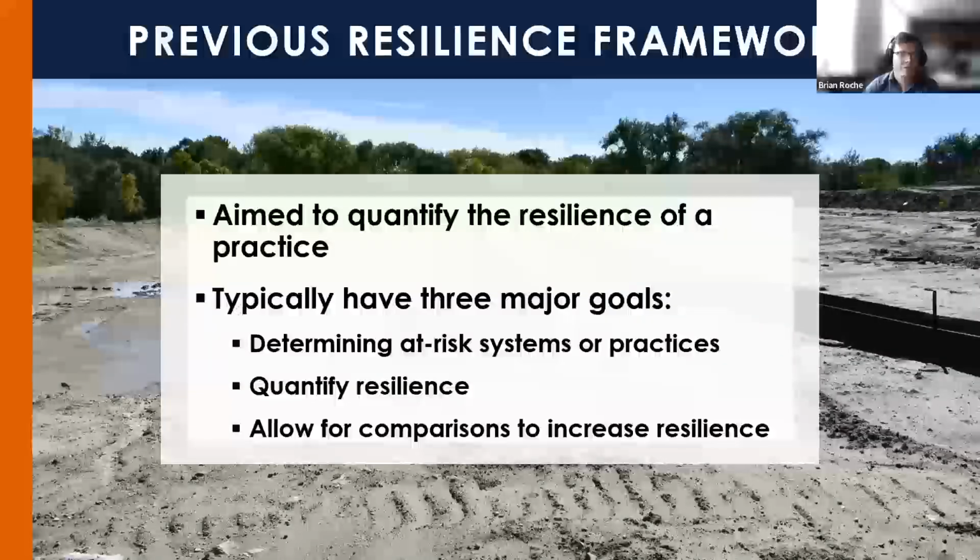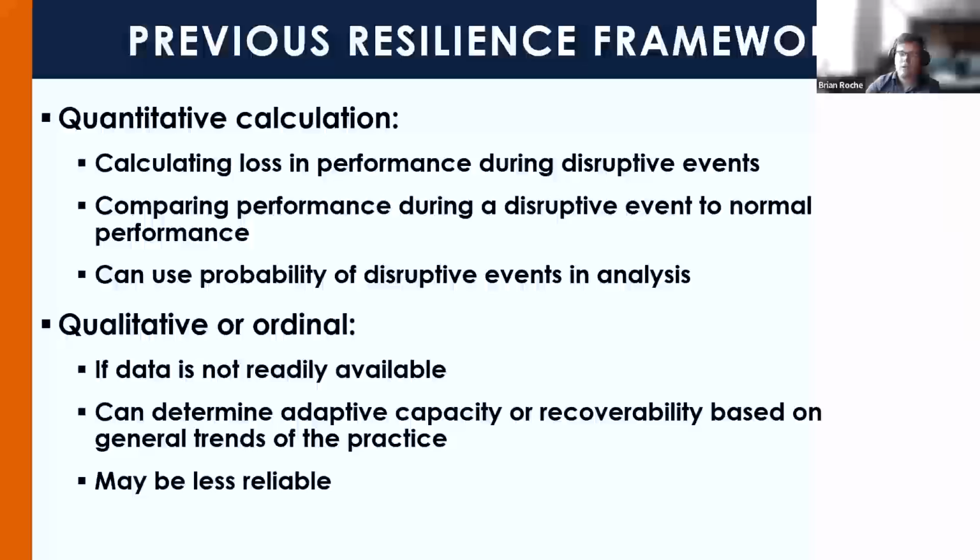So there are previous resilience frameworks out there that aim to quantify resilience of practices. They typically have three goals: determining if a system or practice is at risk of failure, quantifying the resilience of the practice, and then allowing for comparisons. These previously developed frameworks have used both quantitative and qualitative measures. Quantitative measures can be calculating a loss in performance during that event, which may also use probability of disruptive events in that analysis. And then if data is not readily available, you can use either qualitative or ordinal determinations, which can determine adaptive capacity or recoverability based on general trends of the practice, but this may be less reliable.